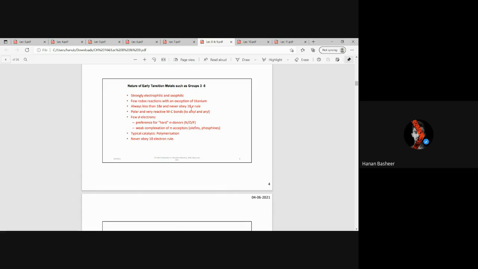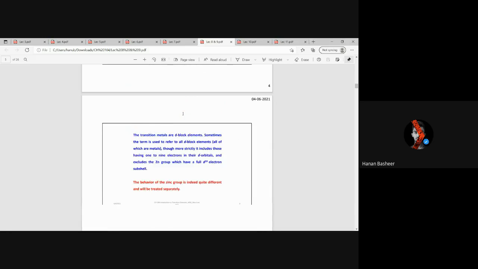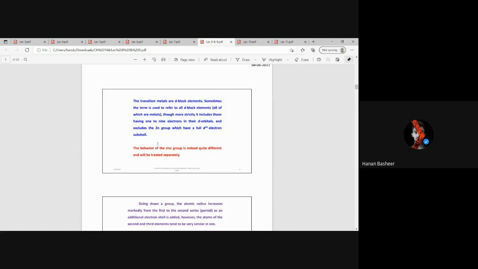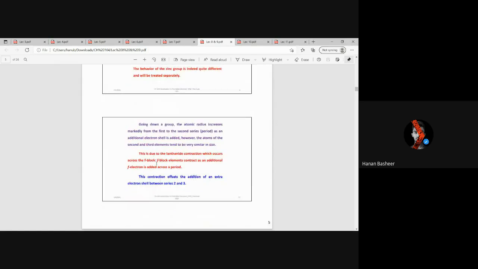Then few d electron preference for hard sigma donors. Then the transition elements are d block, and they are strictly such that there are 1 to 9 electrons in the d orbital. So zinc is not exactly a transition element.